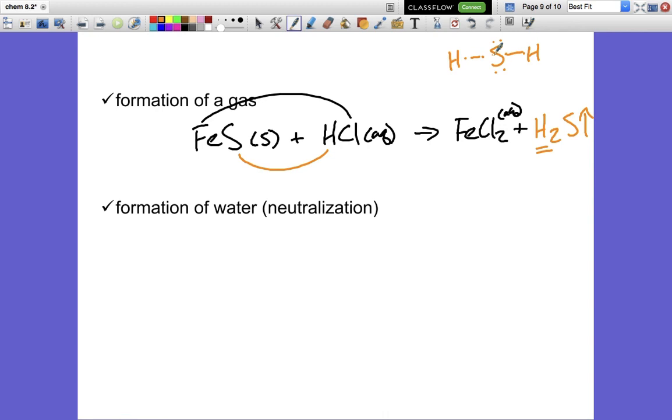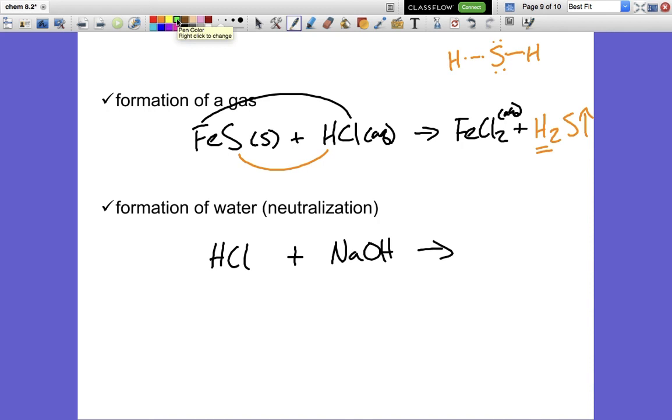I can also form water as a stable byproduct. So this is going to typically be an acid-base type reaction. So I'm going to have a hydrochloric acid reacting with, say, sodium hydroxide. Hydrochloric acid is an acid. Sodium hydroxide actually is a base. You may or may not know that. But it doesn't matter. You just have to put the pieces together, right?